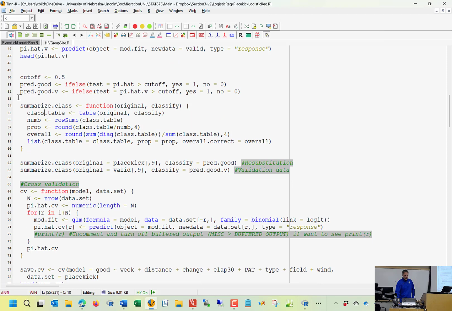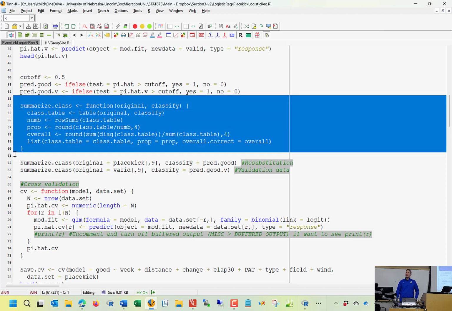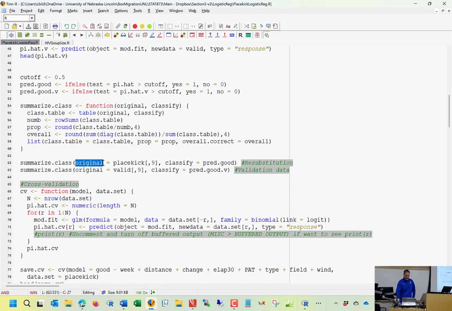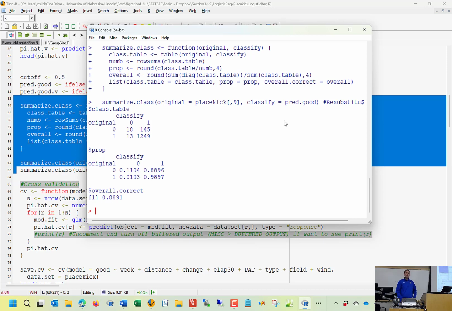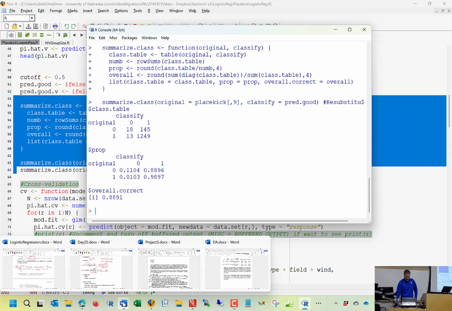Then I can go and use my summarize.class function that we first learned about in the discriminant analysis section. I say summarize.class. Well, what was actually observed? That's in the 9th column of place kick. That's my actual good variable. Then, for classify, what is my prediction for that good variable? pred.good. And if I run that segment of code, I get the same kind of summary as what we've seen before. Let me jump back over here to my Word document so I can write on it.